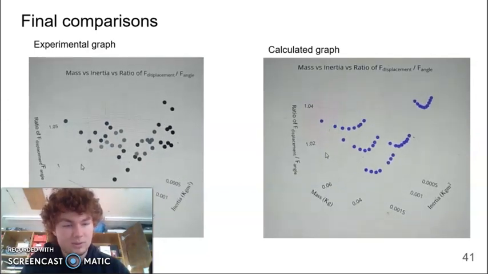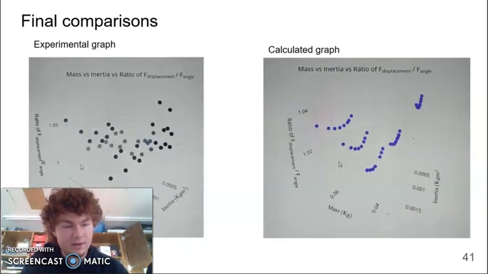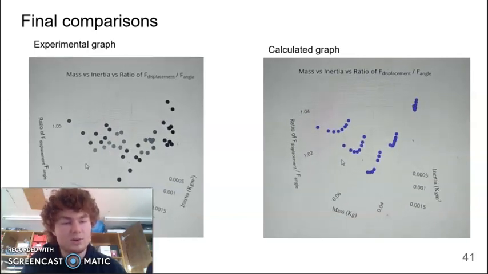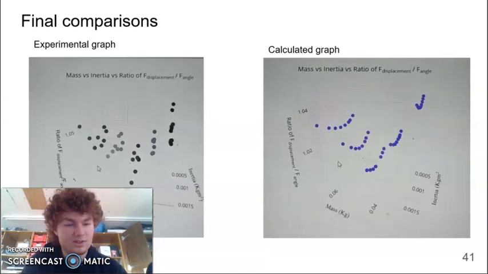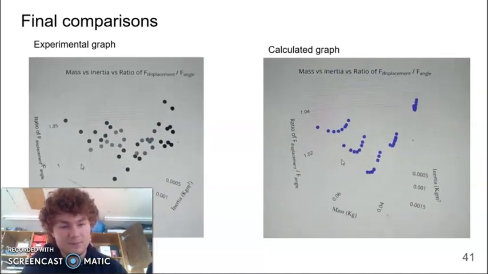Although the experimental graph is a little low resolution, you can see that both of the graphs seem to agree that the best inertia to mass ratio is around 0.032 kilograms and 0.0006 kilogram meters squared added to my rig.